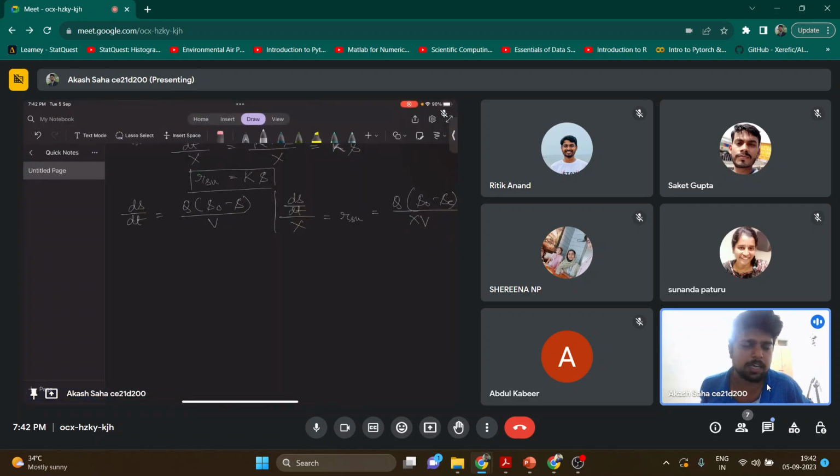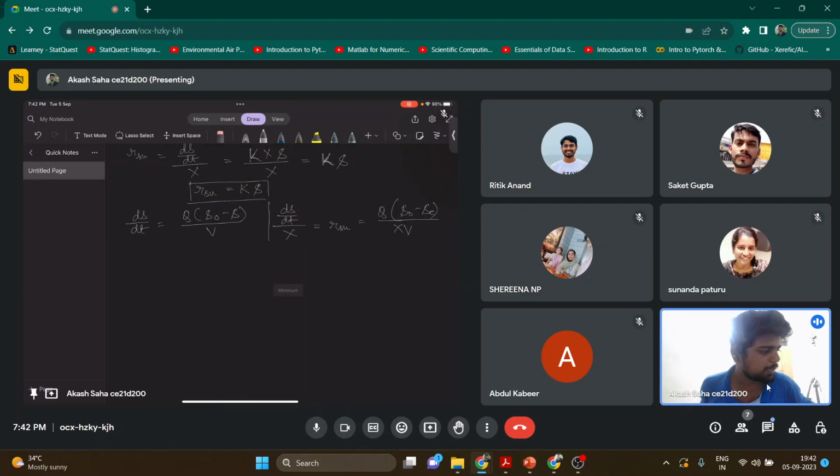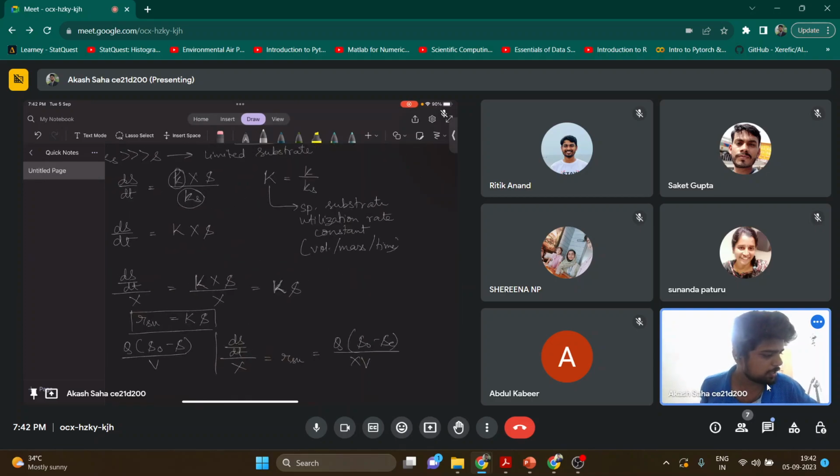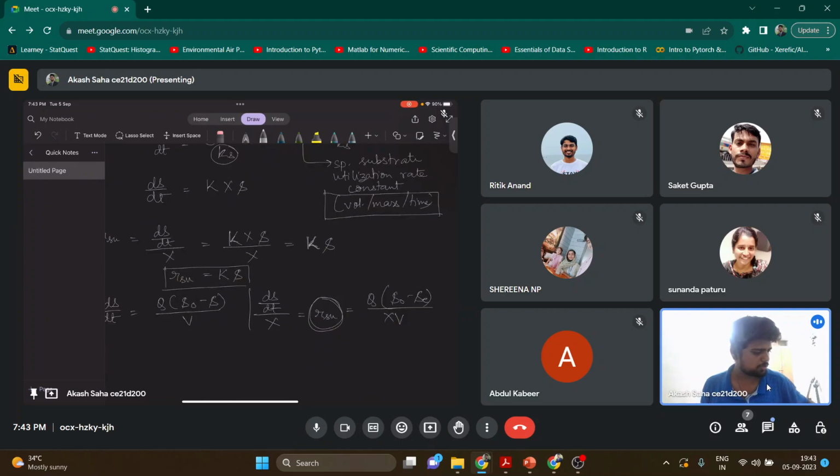Because here K was not given in terms of per day or per hour, it was given as liter per milligram per time. So whenever this type of K is given, we have to write everything in terms of RSU. Then only we will be able to utilize this. Okay.